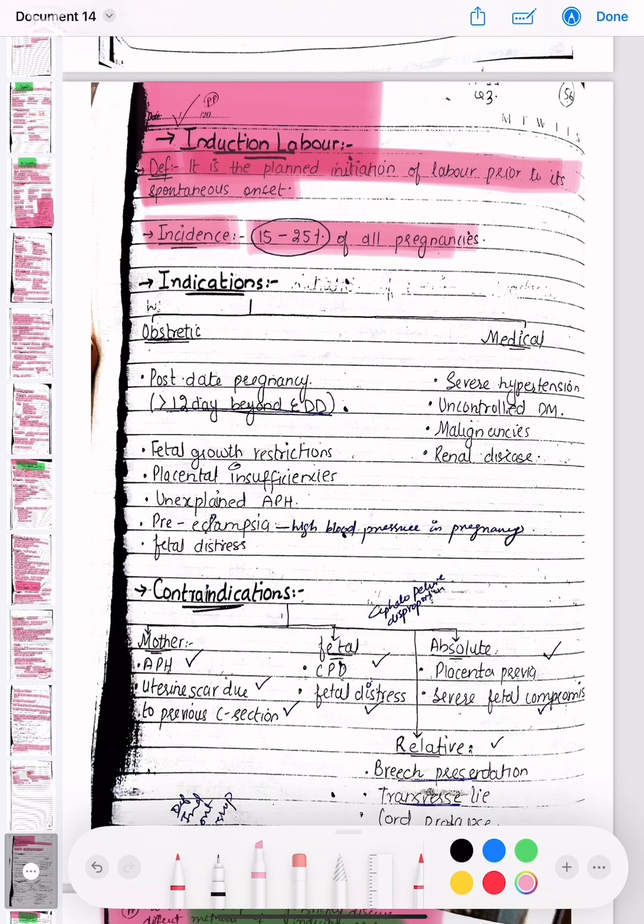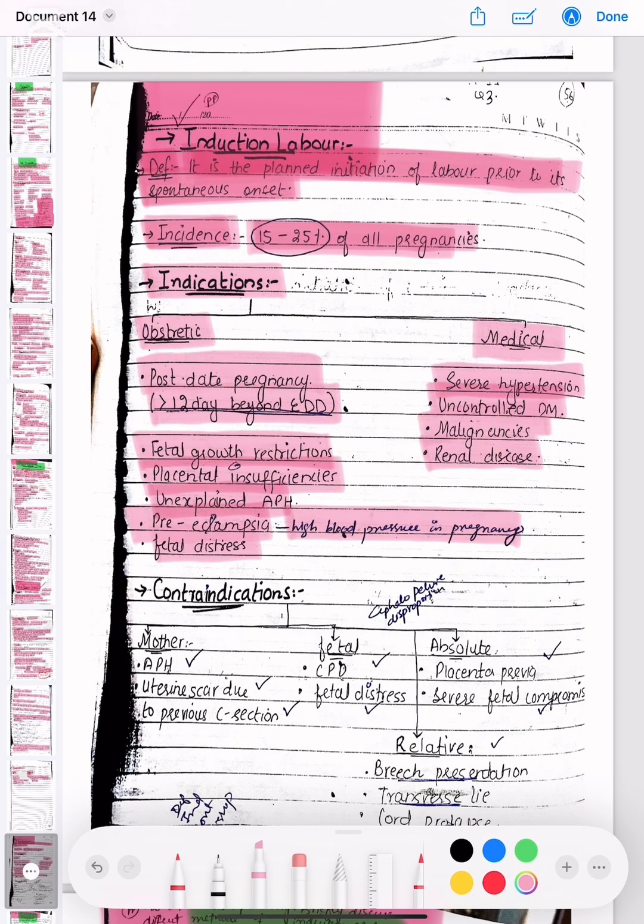Now the indications for induction of labor are obstetric indications and medical indications. The obstetric indications are post-dates pregnancy, that is greater than 12 days beyond the EDD. The medical indications are severe hypertension, uncontrolled diabetes mellitus, malignancies, and renal diseases. The obstetric indications also include fetal growth restriction and placental insufficiency, unexplained APH, preeclampsia, that is high blood pressure in pregnancy, and fetal distress.